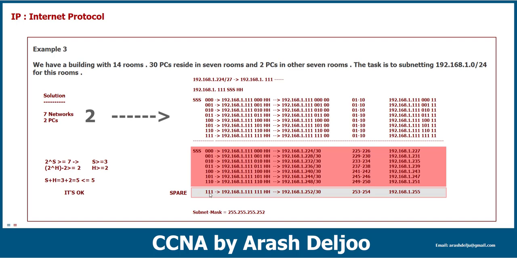Because of that, again we have 1 extra network, 1 spare network. We can use it in the future. Look at here, 192.168.1.252/30 is now the spare network.